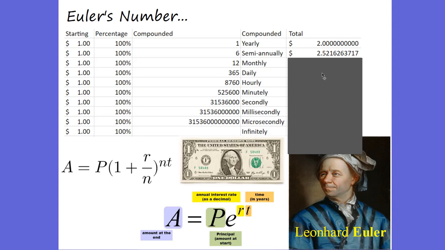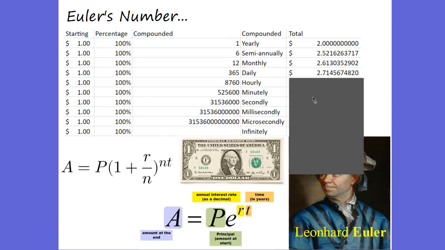If you're compounded monthly, it's going to be $2.61. You get more money if you do it monthly because every month you're getting some interest on more and more and more money. If you compound it daily, it's going to be $2.71, and some change. If you do it hourly, it's going to be $2.72.